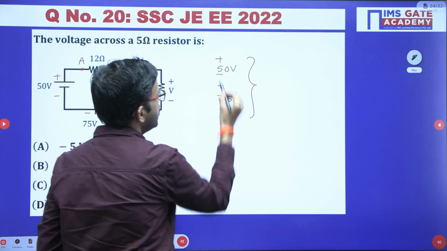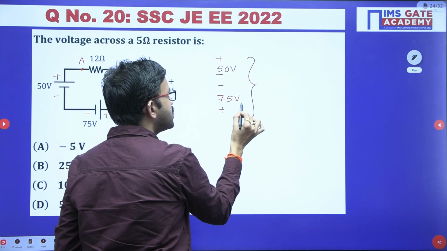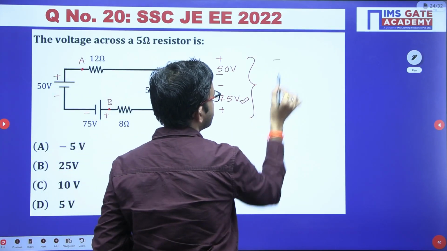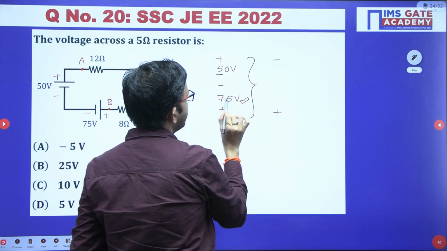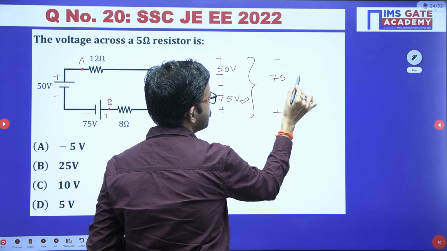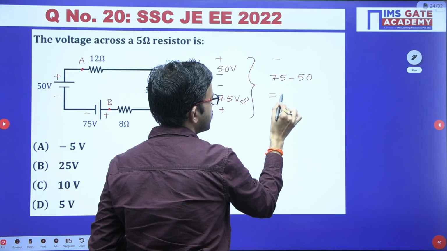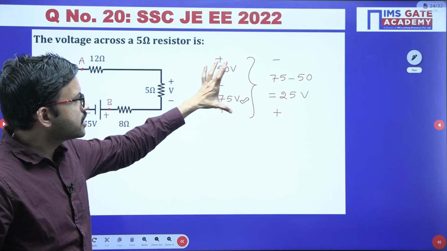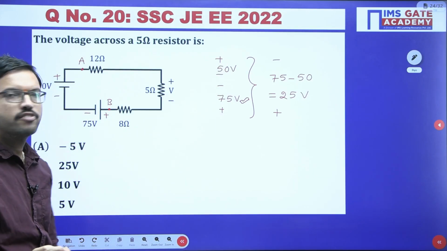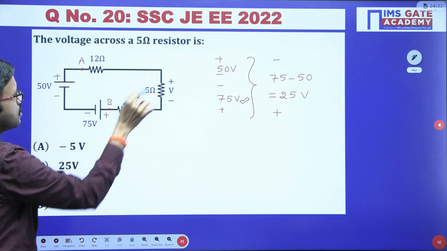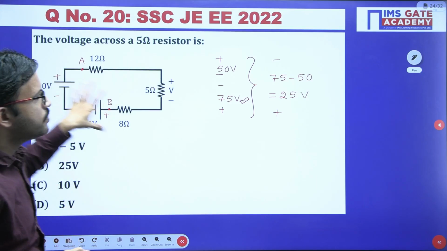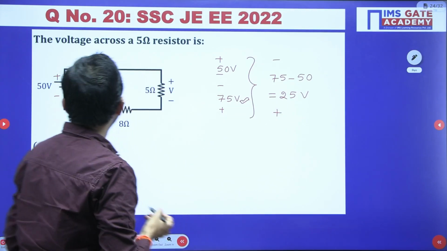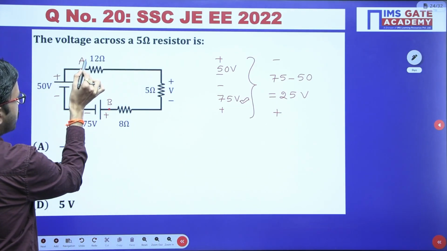Okay, so here since this value is greater when compared to the other, accordingly you are getting like this. 75 minus 50, that is nothing but 25. So you are getting minus plus 25. I hope all of you are getting the clarity. So for this network, to the left of the terminals A and B, you are having minus plus 25.